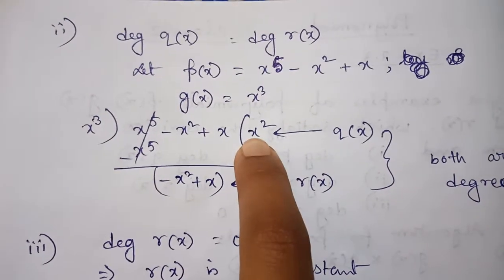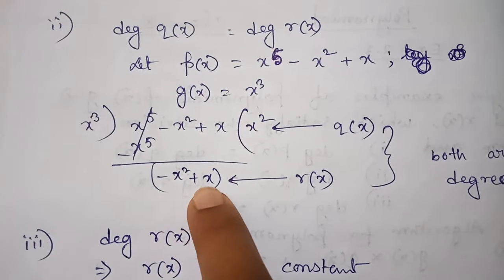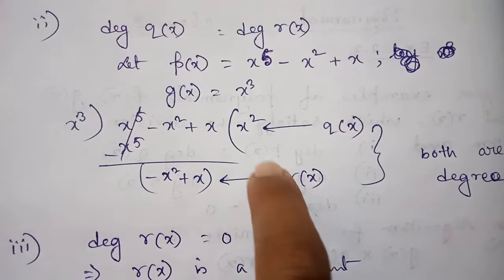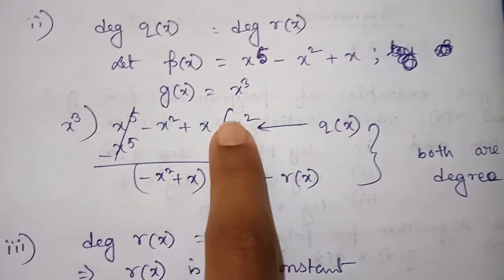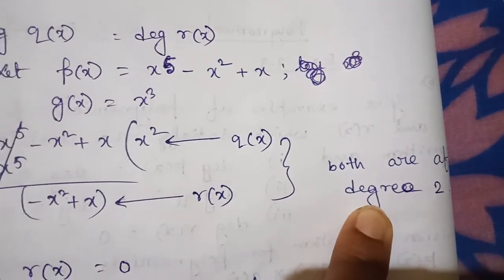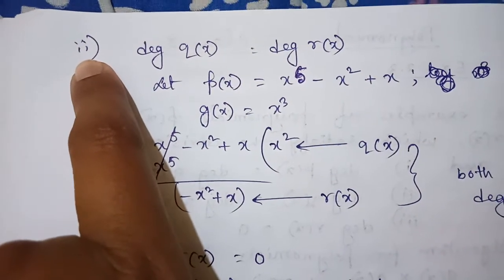So x square only will be the quotient, and here the r of x is minus x square plus x. Now this quotient and this remainder both are quadratic polynomials. That means they both are of degree 2. So this was our question number 2.